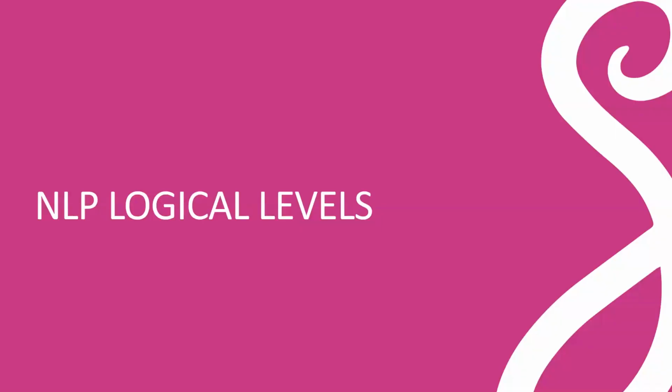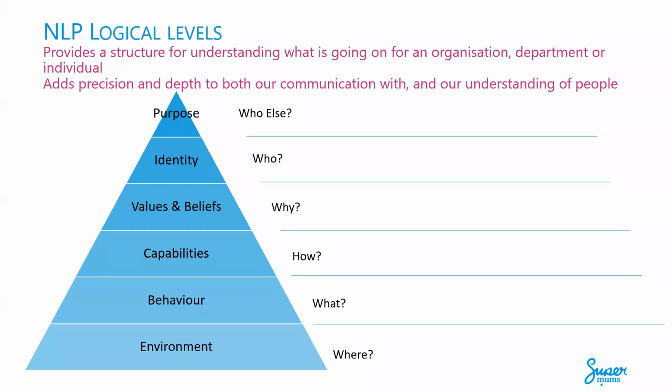So what I'm going to look at is the NLP Logical Levels model, which allows you to have a structure for understanding what is going on in an organisation, a department or individual. Now, with this tool, you can look at where an existing implementation has gone wrong, but equally to assess and appraise whether an implementation is going to go right or not.